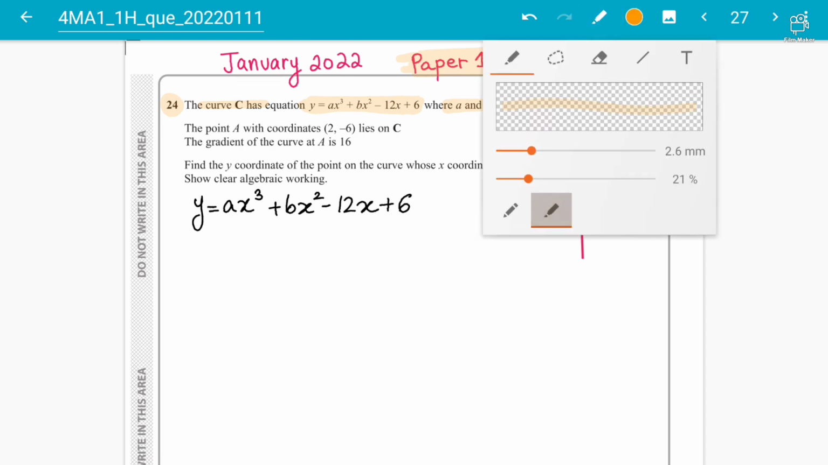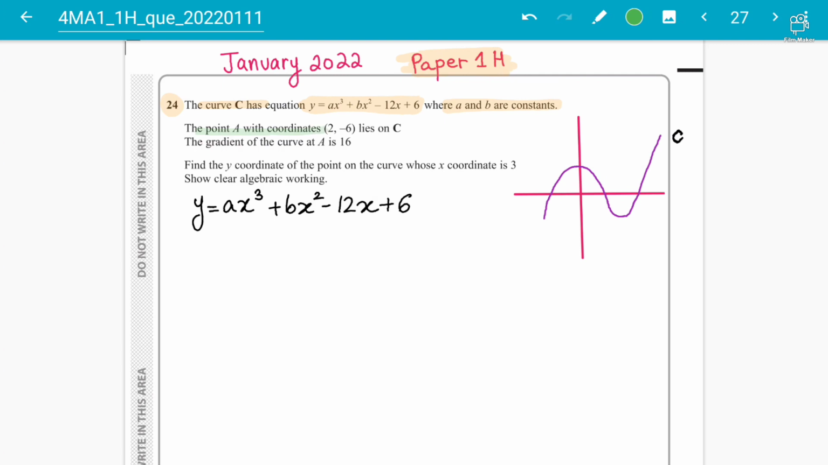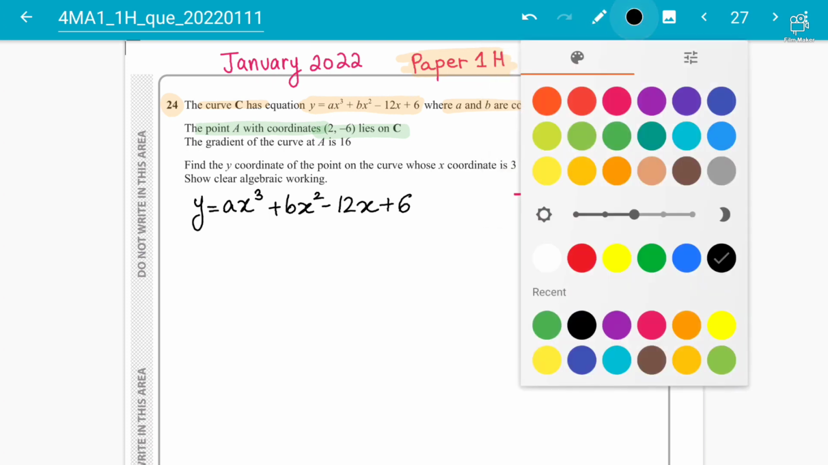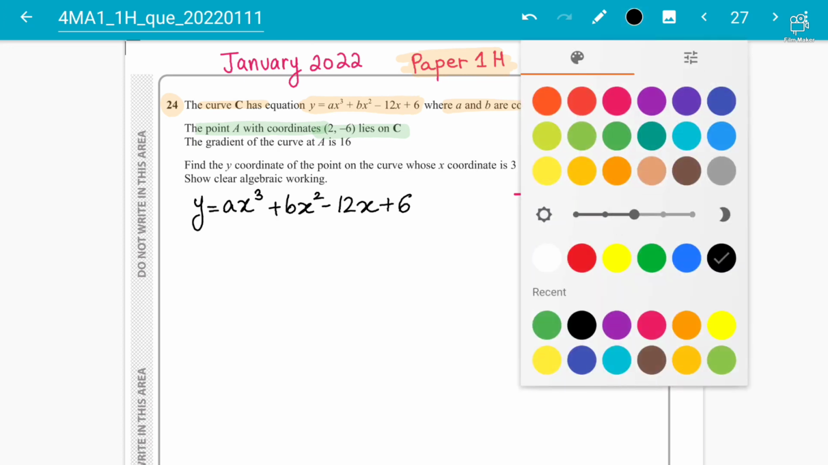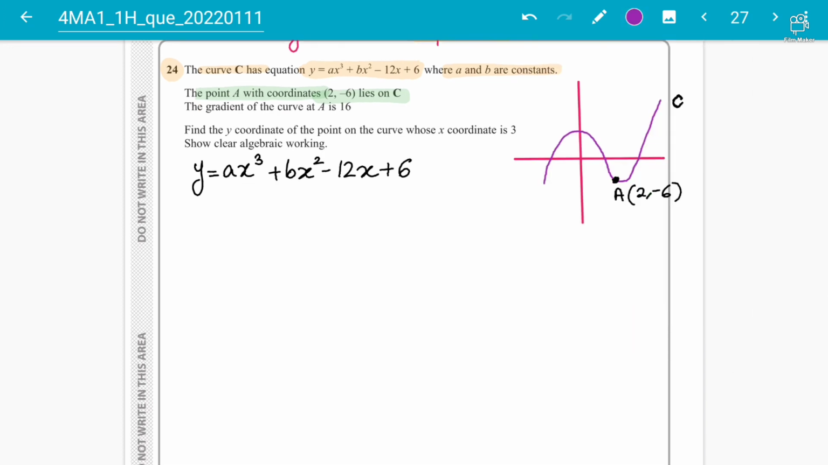And the next important thing that they are saying is that the point A with coordinates 2 comma minus 6 lies on the curve C. Wow, that's great. Okay, so let's say point A is here, with 2 comma minus 6. It lies on the curve. So always remember, students, when a coordinate lies on the curve itself, it satisfies this equation. So point A satisfies the equation, and you can put the values inside to make an equation.